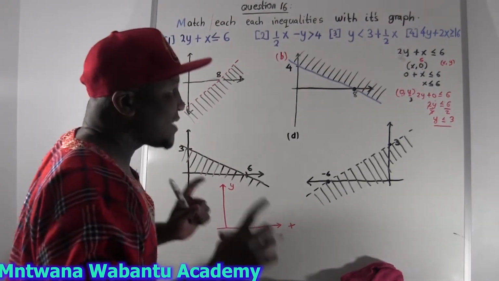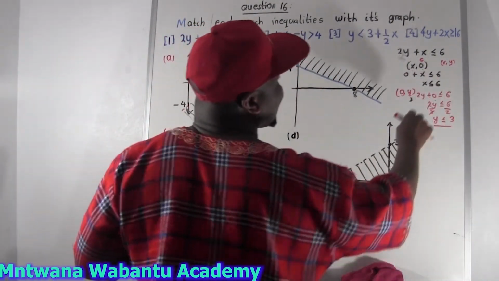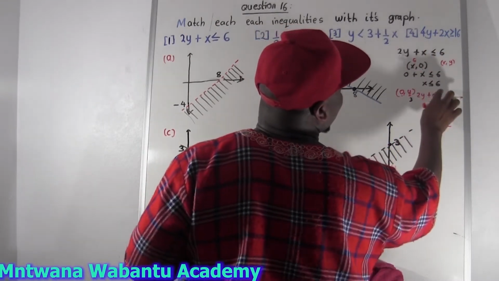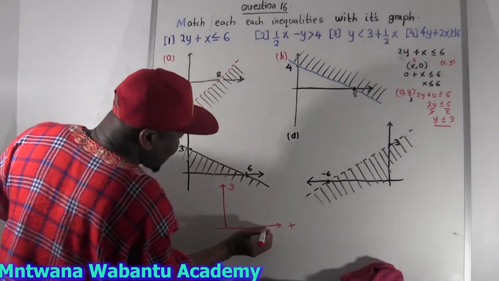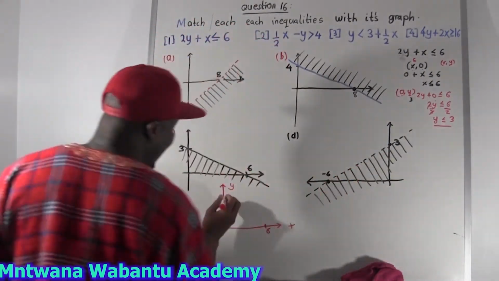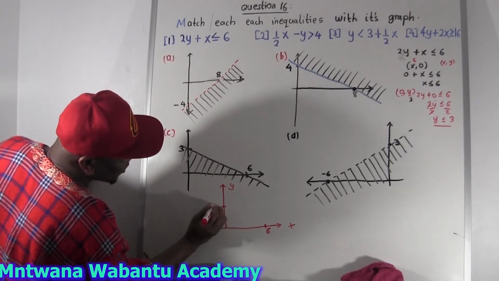Now, what is the x-intercept? The x-intercept equals 6, so x equals 6 here. And what is y? y equals 3, here. Let's say this is 1, 2, 3, 4, 5, 6. y equals 3 here.